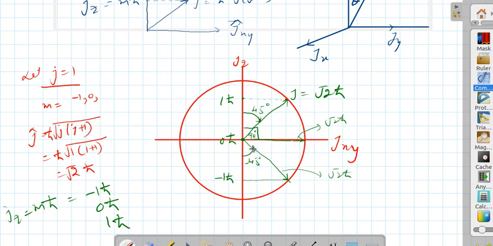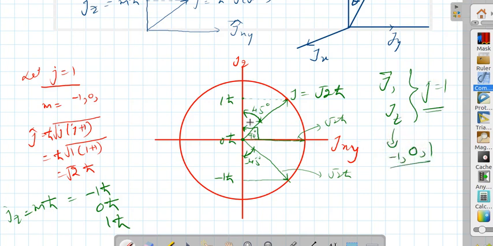Sorry, this angle and this angle, and this angle is 90 degrees. We will talk about these angles later on. So these are the things which we are getting out of it. This is the graphical representation of j and jz for j equal to 1, and for this the values of m will be minus 1, 0, and 1.